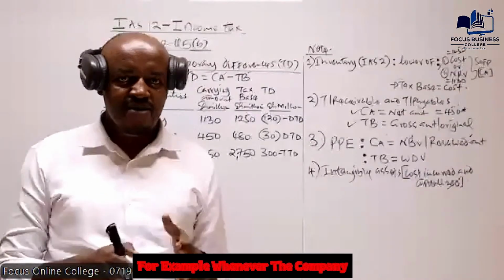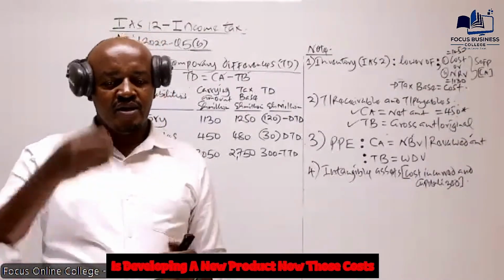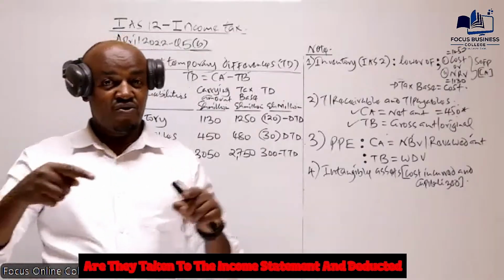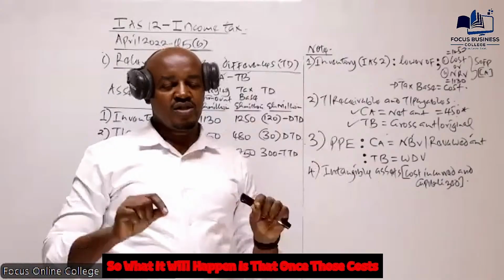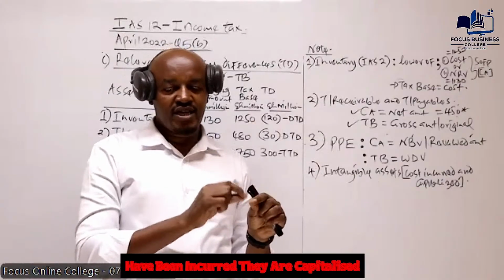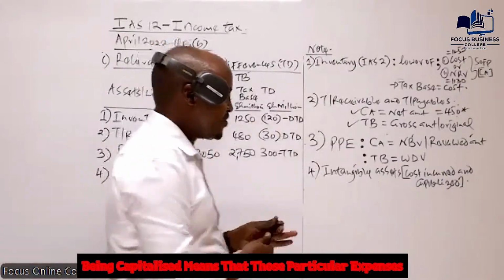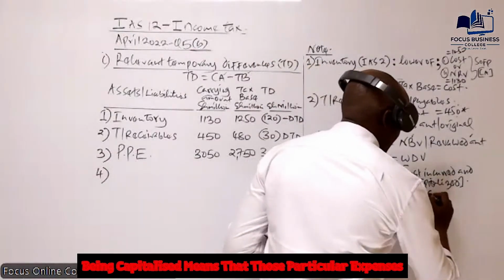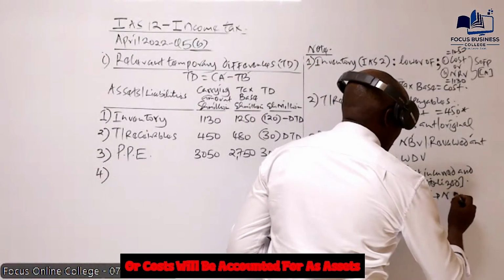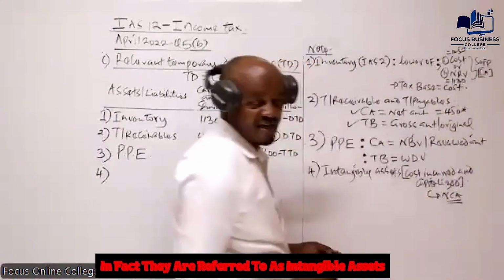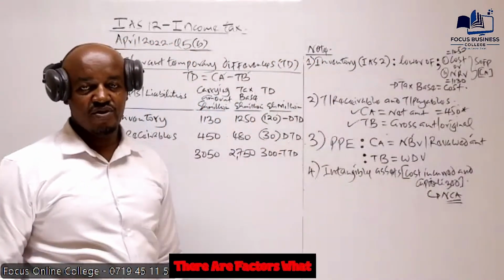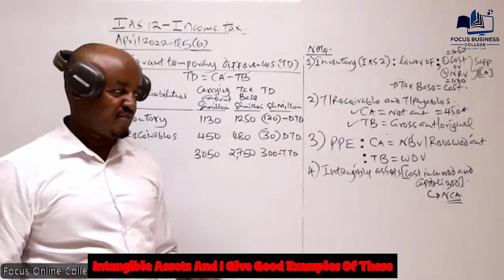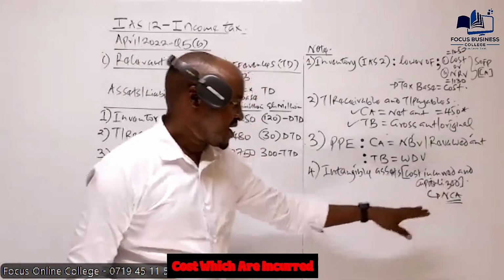For example, whenever the company is developing a new product. Now, are those costs taken to the income statement and deducted from the total income? No. Once those costs have been incurred, they are capitalized. Being capitalized means that those particular expenses or costs will be accounted for as assets. In fact, they are referred to as intangible assets. They are referred to as what? Intangible assets.